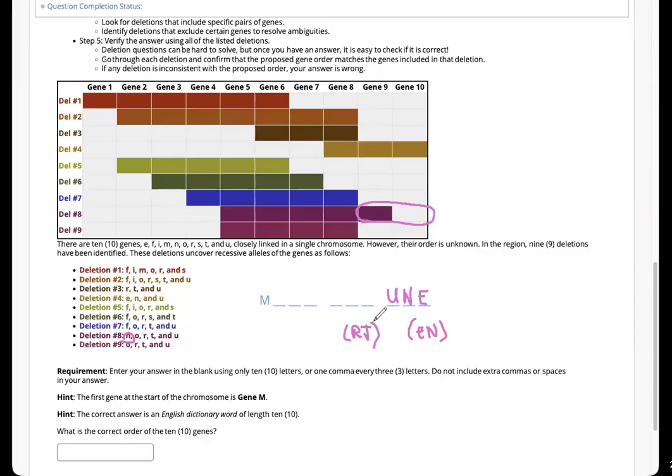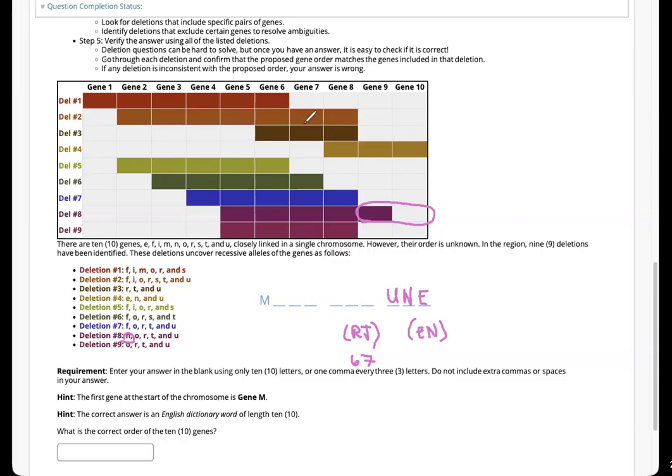So now, okay, so this is genes 6 and 7 here. Oh, 6, 7. Okay, my kids program me to do that. Sorry, I got to recover here.